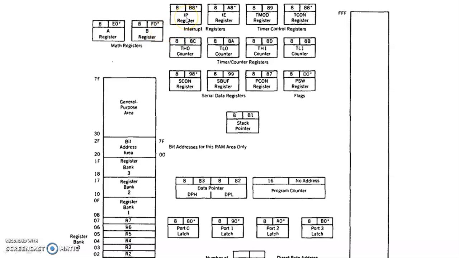Then you have IP, the interrupt priority register, and the interrupt enable register. There are two registers for the interrupts, and both are bit addressable. For the timer, there are 6 registers. One is to set the mode of the timer, and the other is to control the timer. The other 4 registers are timer 0 higher order count and lower order count, and timer 1 higher order count and lower order count. For serial transmit and receive, we have 2 registers: one is the serial control register and one is the serial buffer register.